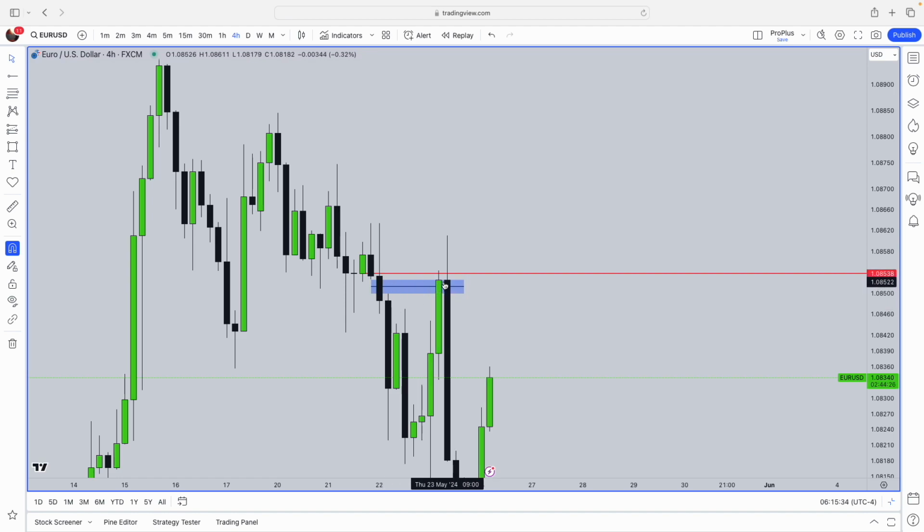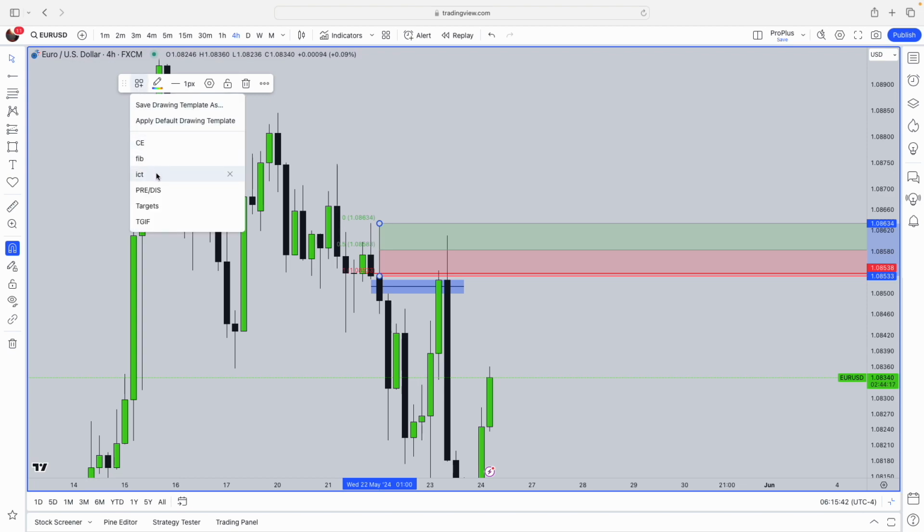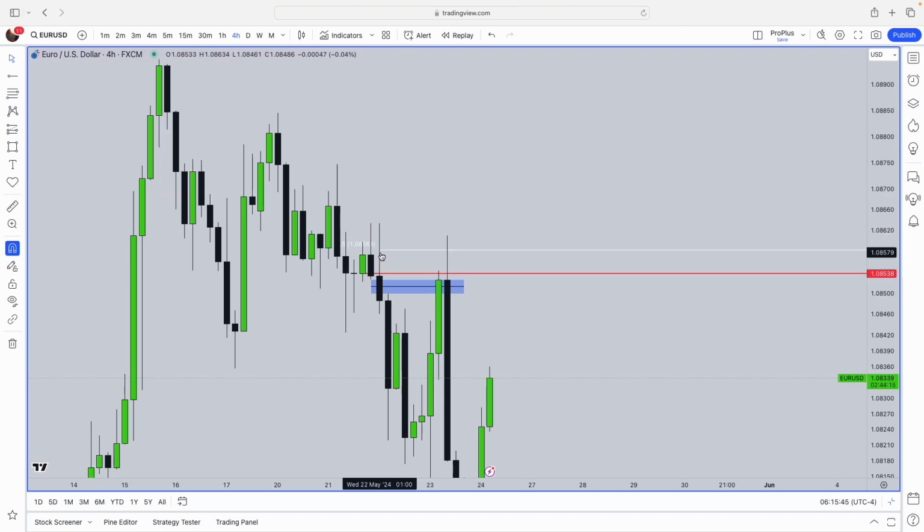Okay, look at the bodies. Okay, bodies tell the story. So bearish order block, SIBI. Get the consequent encroachment of that wick as well. Wicks are gaps. So it's rejected three things: the wick, the SIBI, and the bearish order block.